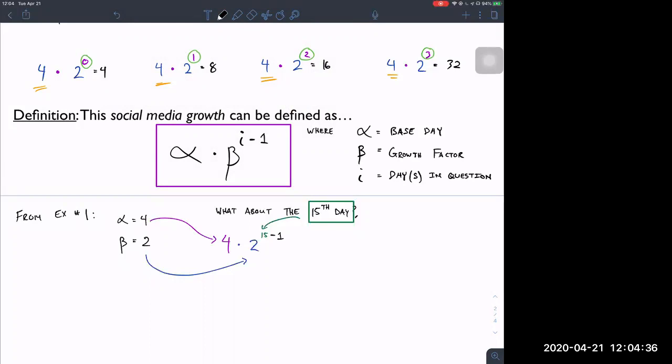So if you take the time to do this on your calculator, it just basically becomes 4 times 2 to the 14th. And that becomes what? Whoa, that was wrong. So this answer becomes 65,536 people. So that's the reach, if you will, or reaches this many people.